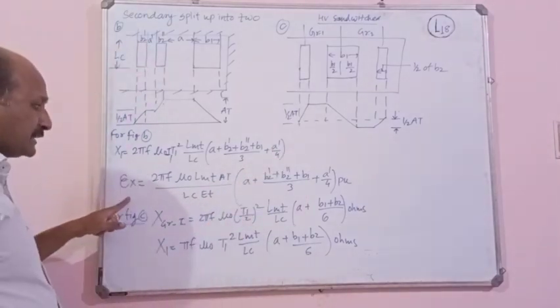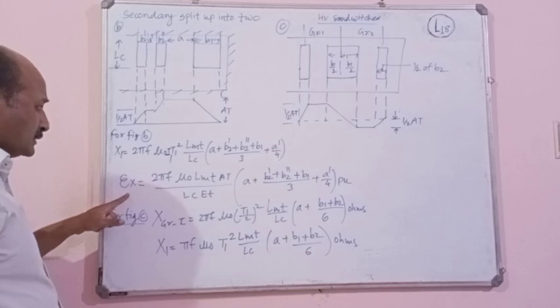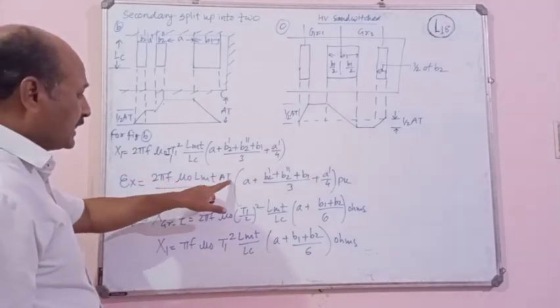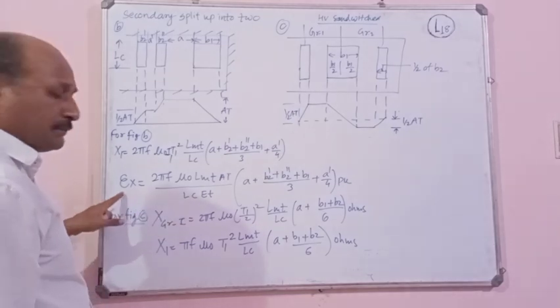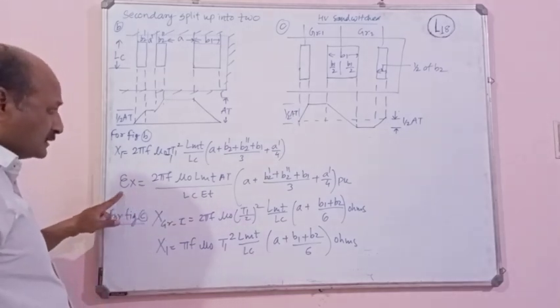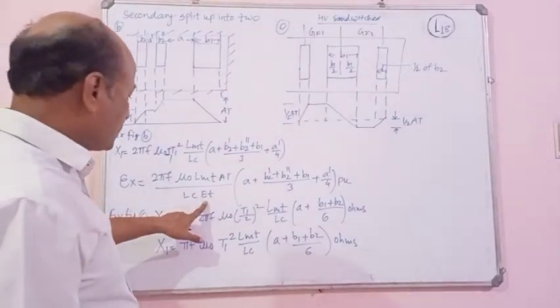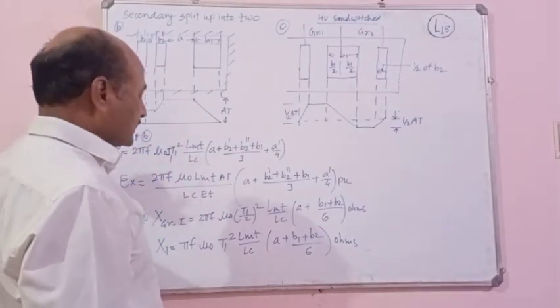So per unit reactance is given by 2 pi f mu 0 LMT AT by LC as it is. In place of dividing by V1, we are dividing by EMF per turn, as the secondary is split.